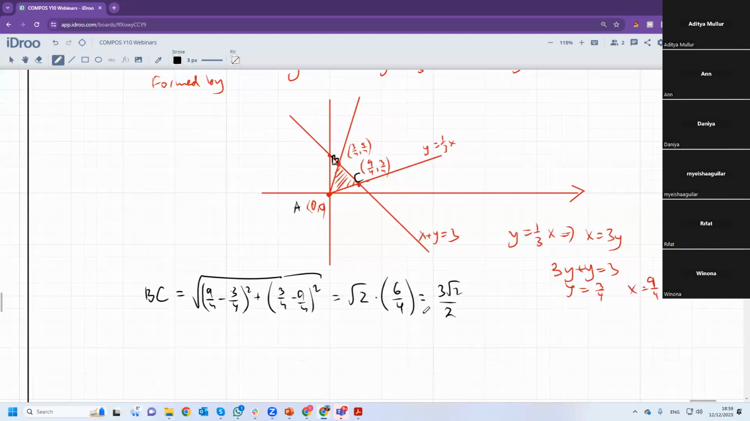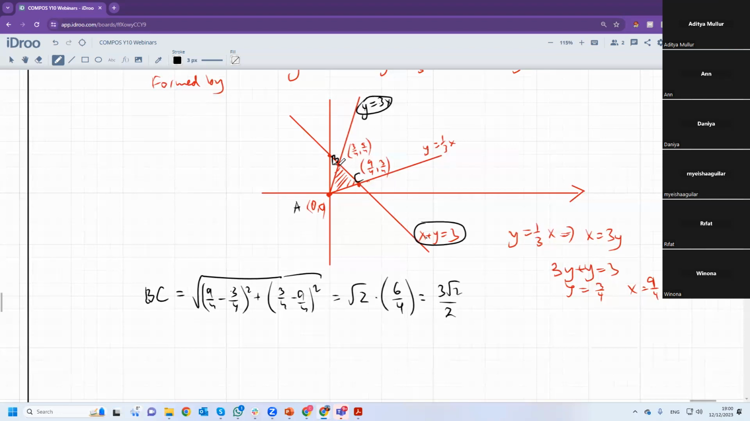Does it make any sense? Yeah, I think it does. How did I find point B? Just symmetry. I'm using the fact that this line and this line are symmetrical, but you can do it the same way. You can solve y equals 3x and this, and if you solve them, you would get this. I hope that makes sense. So I'm just taking shortcuts here. And so you found BC. BC is 3 square root of 2 over 2. Just check the maths, check that it works out.